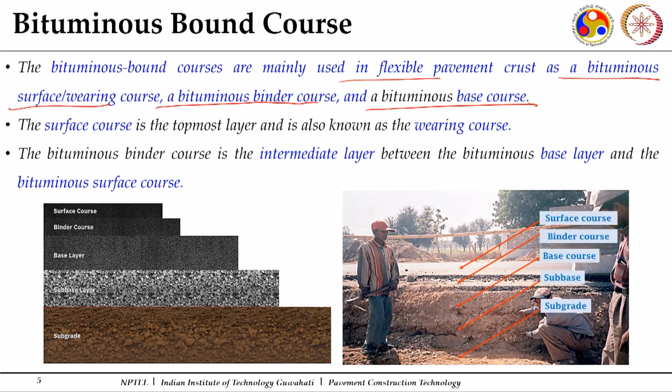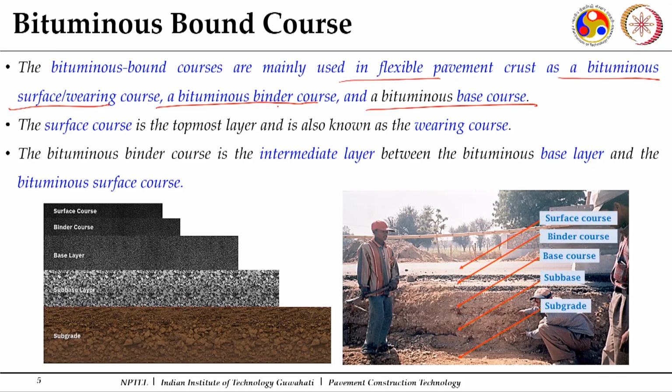So bituminous base course is the one which comes over your granular courses, and then a bituminous binder course is the one which comes between your existing bituminous layer and your top surface course. So the bituminous binder course is an intermediate bituminous layer, between the bituminous base and the bituminous surface. So these are the three layers. All these three layers are constructed using bitumen as the binding material.